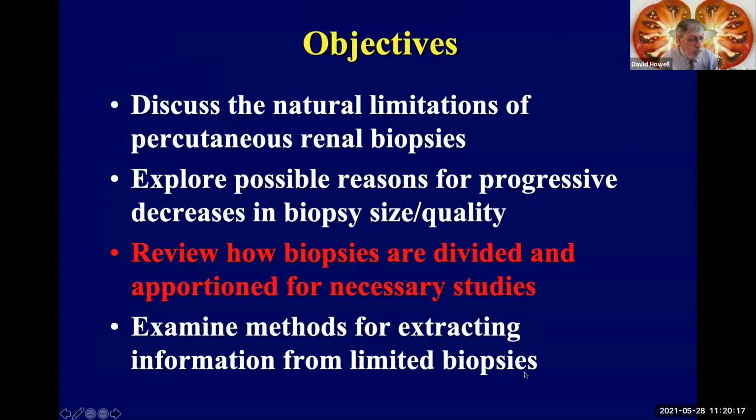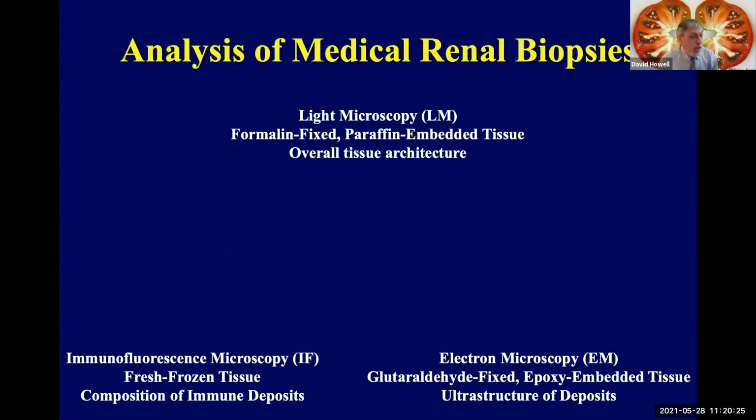Okay, so we got this little limited piece of tissue, and things get more complicated, particularly for renal biopsies, because ideally we like to do 3 different forms of microscopy in analyzing them. We perform light microscopy to look at the overall tissue architecture.